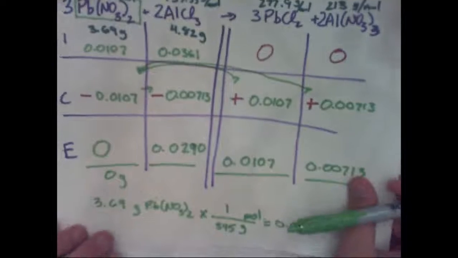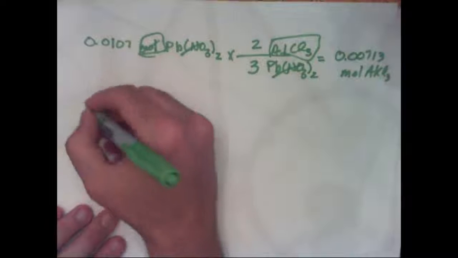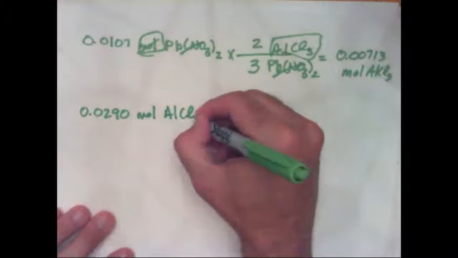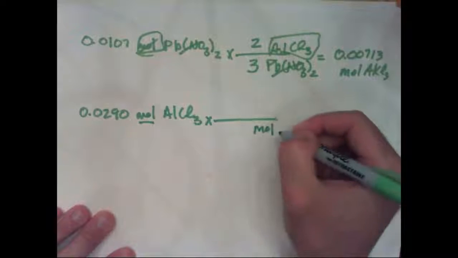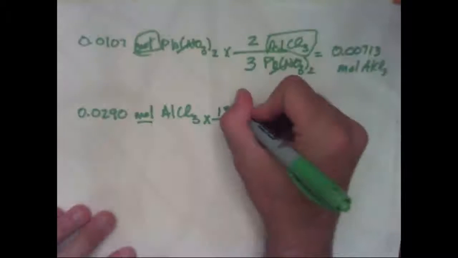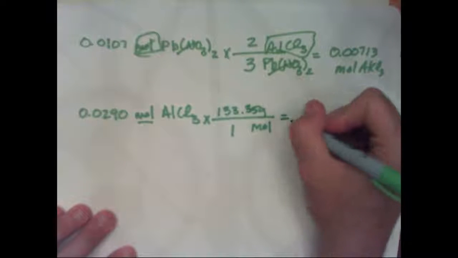Okay, but now let's do a sample problem for this. Okay, let's do aluminum chloride. So for aluminum chloride, you have 0.0290 moles of aluminum chloride left over. We're going to X-line it. Now in this case, we want to get rid of moles, so we're going to put moles on the bottom and grams on the top. For every 1 mole, and we have the molar mass, 1 mole weighs 133.35 grams.